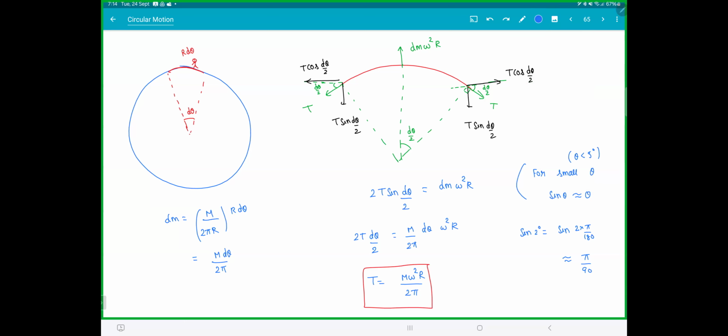You can't find it, that has to be given, the metal has to be given. It depends on the material. What if you put a steel disc? It'll take more omega. Next one.